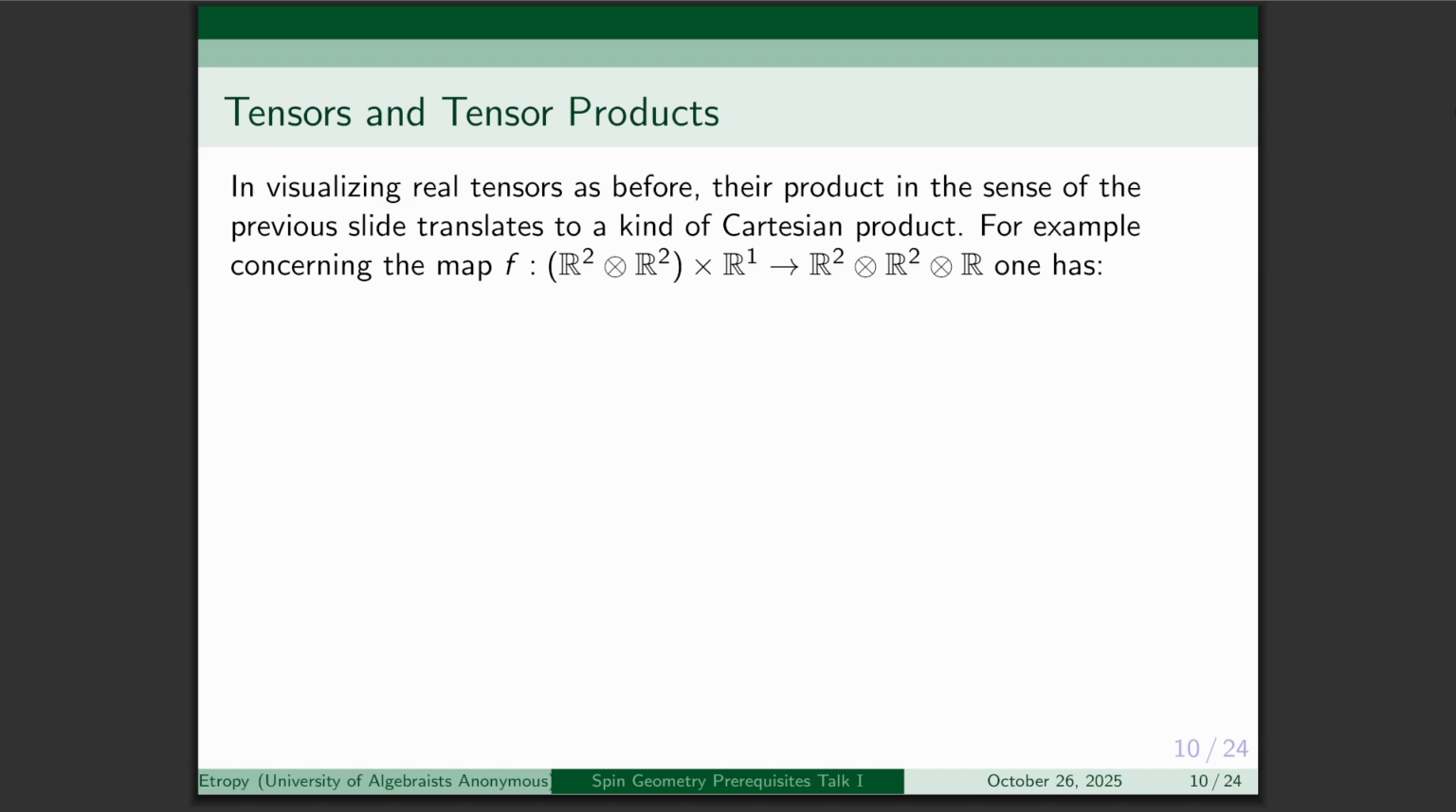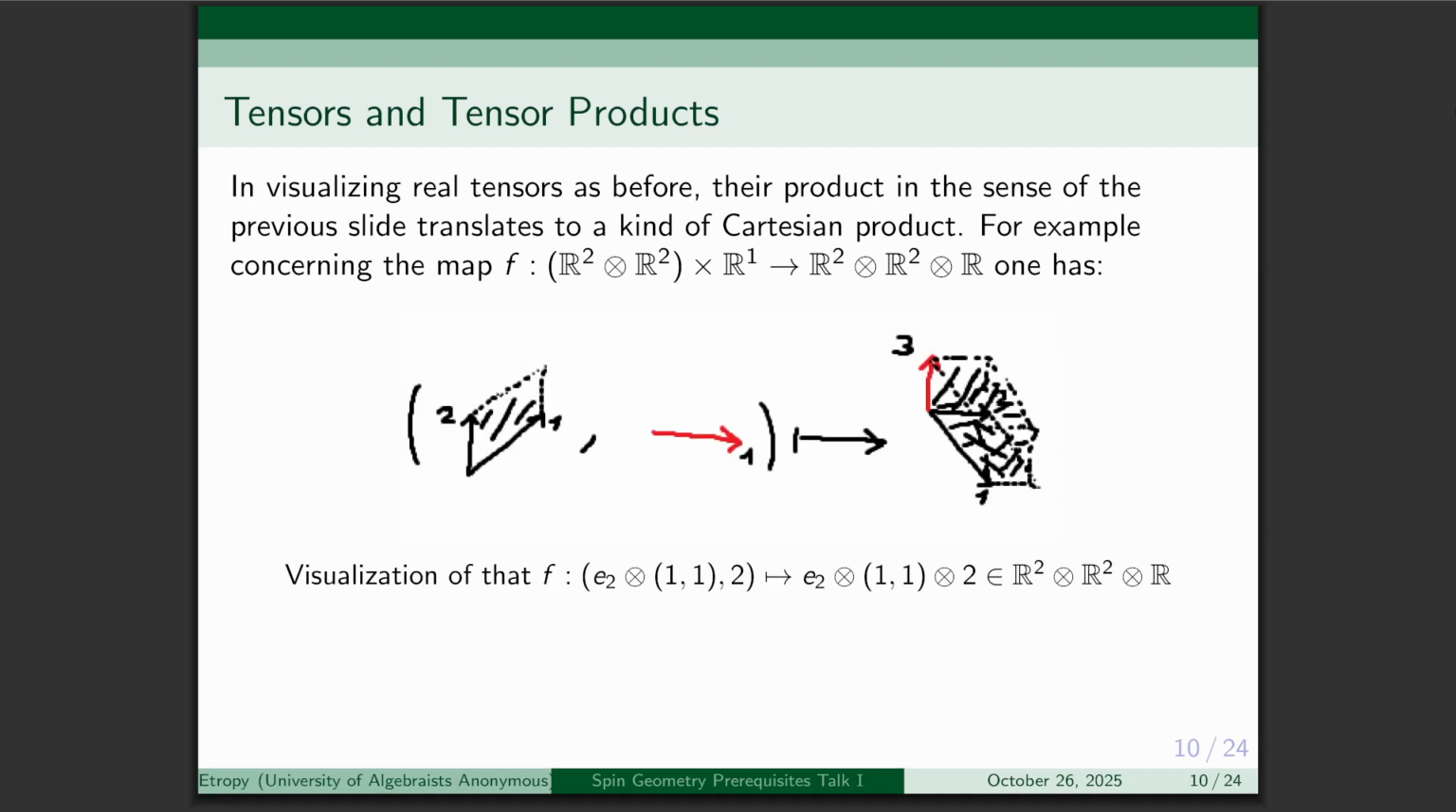So we can also try to visualize this. Let's consider taking the tensor product, or this external tensor product, of different tensors: tensors in R2 tensor R2 and in just R1. So let's take some tensor in R2 tensor R2, for example, E2 tensor 1, 1.